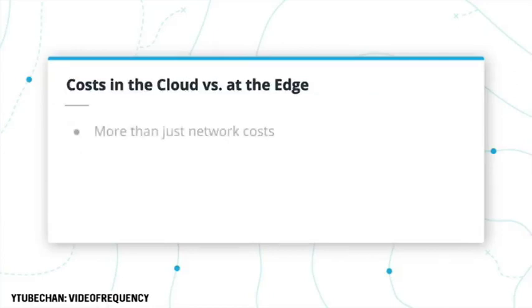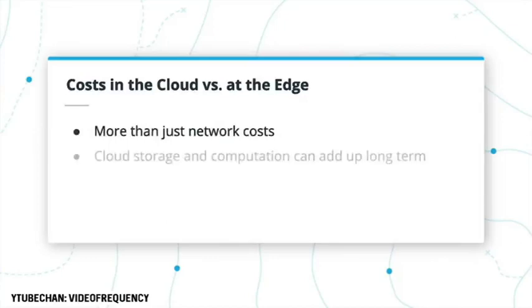And lastly, there can be other differences in cloud versus edge costs other than just network effects. While potentially being lower up front, cloud storage and computation costs can add up over time. As we discussed earlier on, data sent to the cloud could be intercepted along the way, although this does depend on a secure edge device, which is not always the case for the Internet of Things.